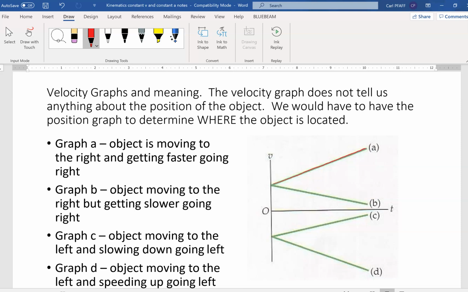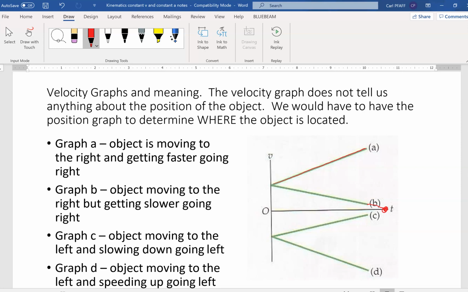Because here's where my zero velocity is. So it's starting positive, so it's in the positive direction. It's getting farther away from the origin. So it's positive, getting faster, faster, faster, going away. Right? Graph B is an object that is going at some speed. It's moving in the right direction, positive direction, but it's slowing down, slowing down, slowing down. Eventually it's going to get to a point where its velocity is 0, which means it's stopping.